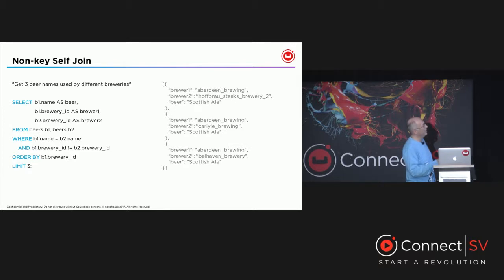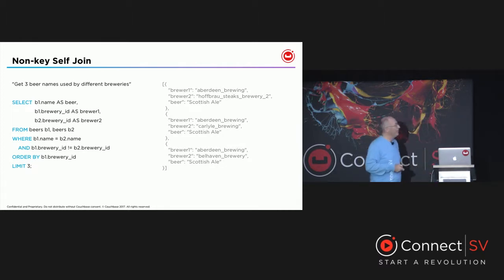And then I get the beer name and one brewery and the other brewery. And again, I order this and limit it by 3 to fit it on the slides. And you'll see that you have here 3 beers that are all called Scottish Ale. Obviously that is a very common name for beers that is used by many breweries.